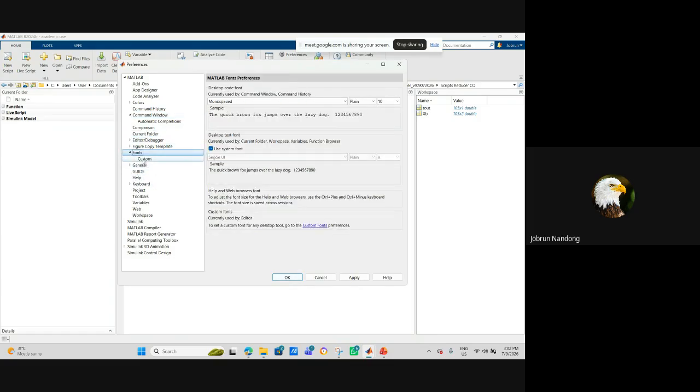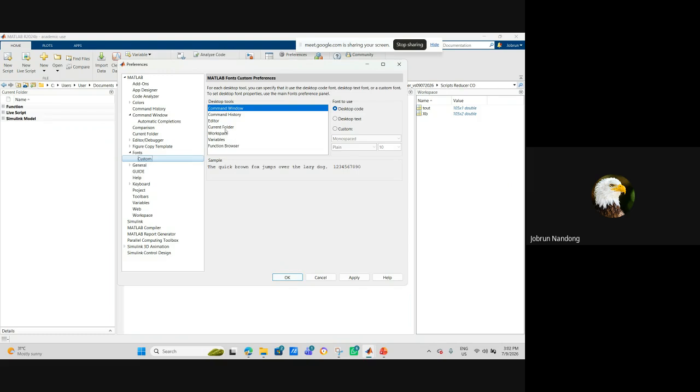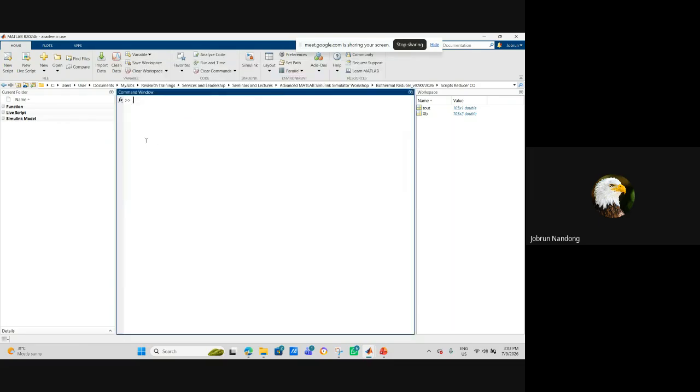Custom. Then it's an editor. This one we call editor. The script, we have a script editor where you can type the commands that you want. So maybe I just increase the font size to 14 so that it is easy for you to see from that side.